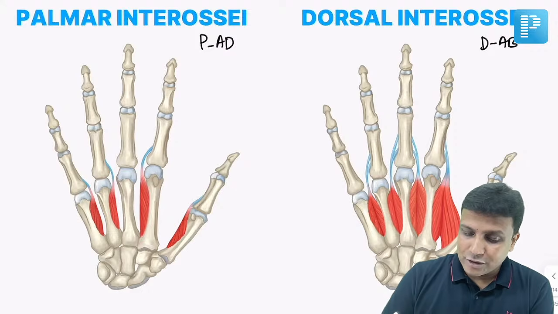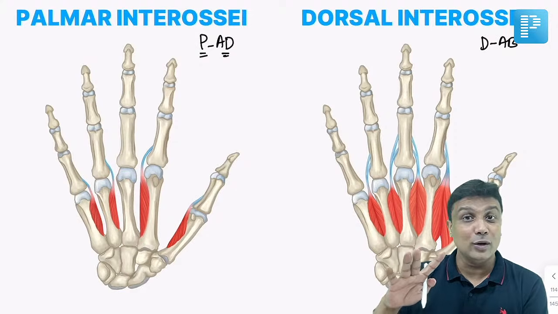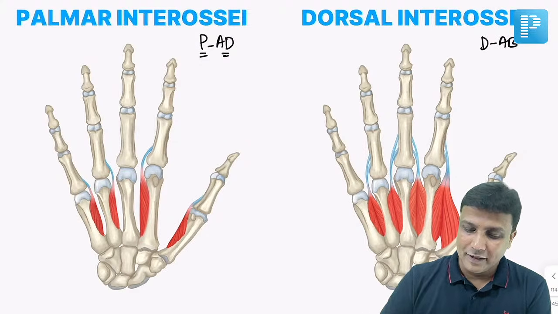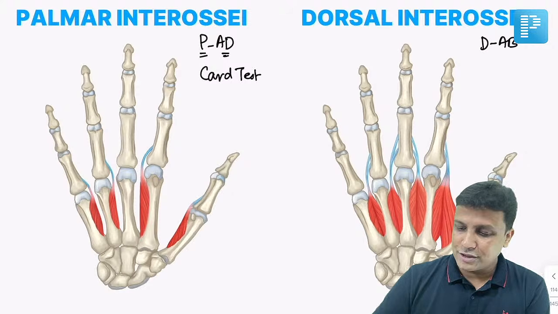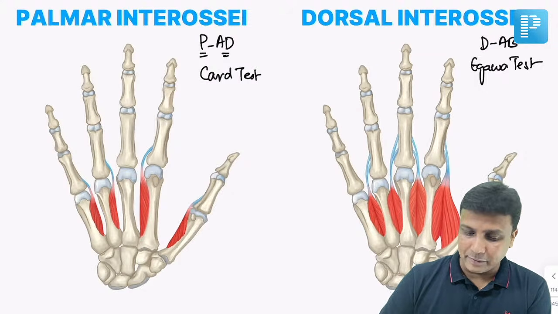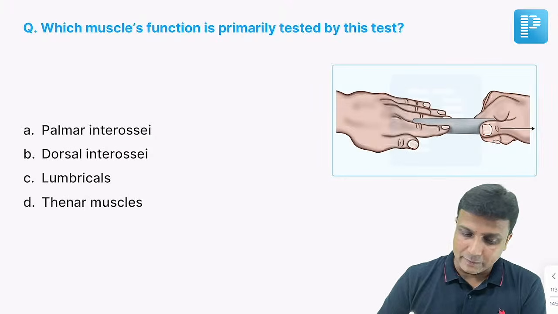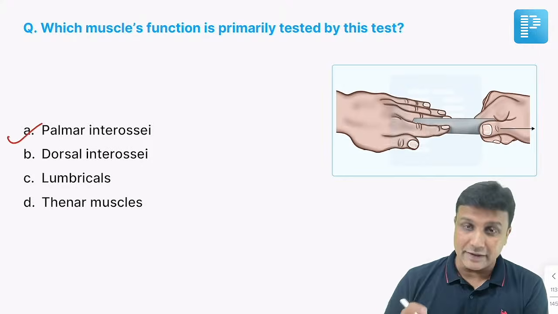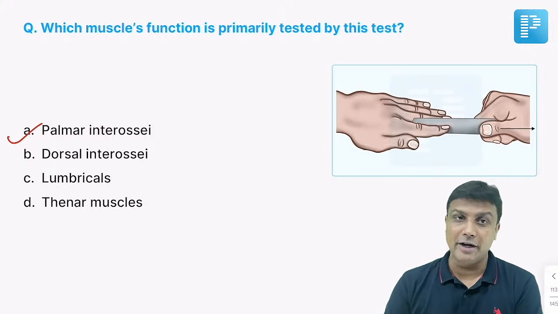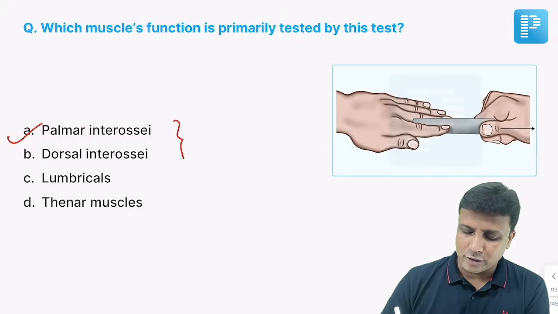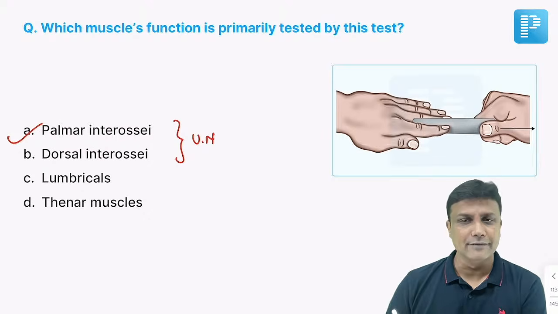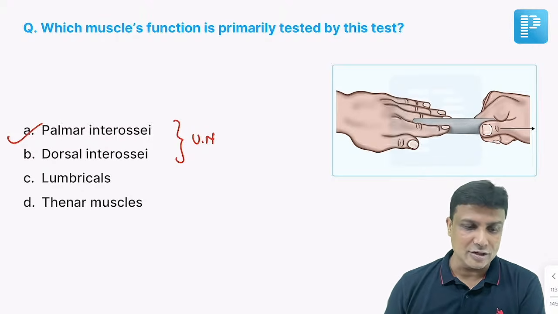Now palmar interossei, it is helping in adduction of the fingers. If you give a card in the middle, if they are able to hold, that test is nothing but card test, sir. And for dorsal interossei, you'll be actually having the egawa test over here. So therefore, my dear friends, remember the correct answer for this one will be the palmar interossei here. So in the given card test, we are testing which muscle here? Palmar interossei. And of course, all the interossei will be supplied by which nerve only? Ulnar nerve. So we can say that ulnar nerve is being tested over here, sir.